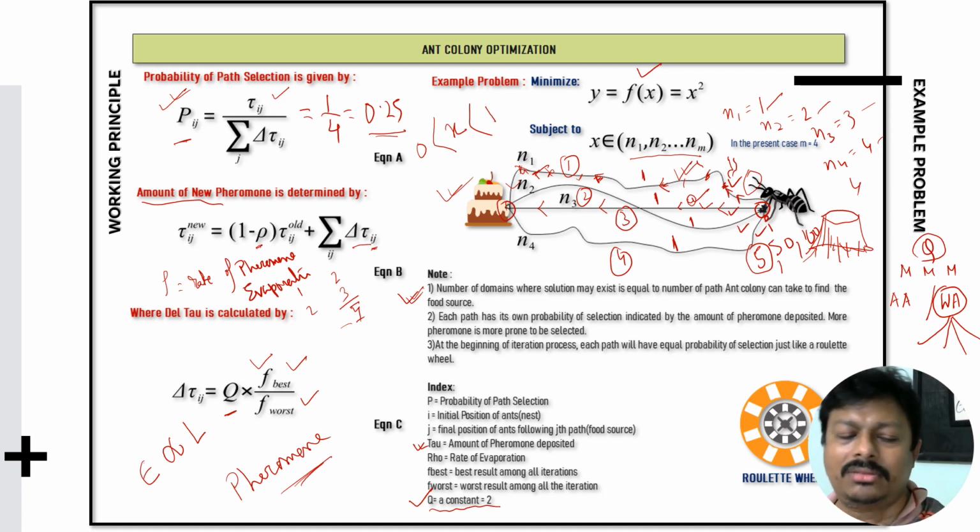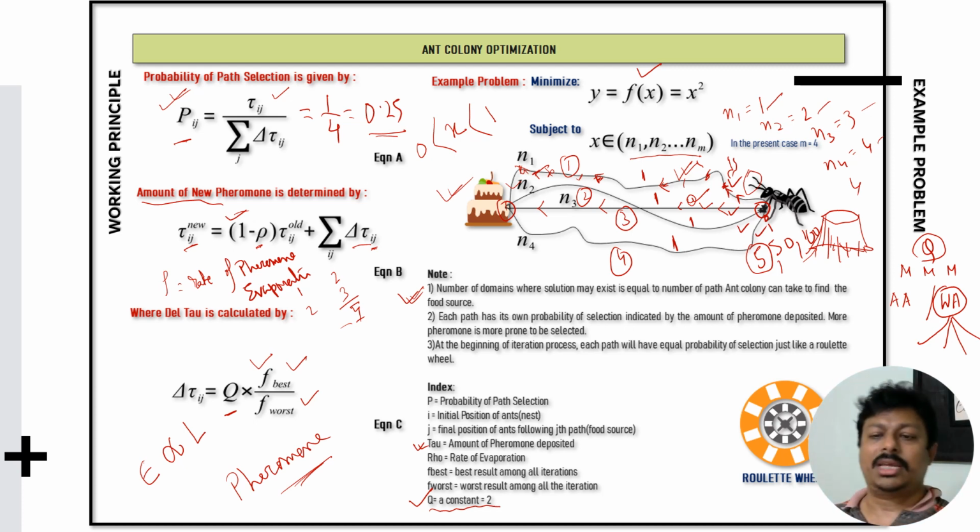For 5 ants, all these del Tj will be added, and ultimately it is added to this expression. Ultimately this del T for all ants is added, and then it is again added to this 1 minus rho multiplied by the amount of pheromone tau of the previous iteration for that same path. Remember, this tau ij is for one path only. It is not for all the paths. You have to calculate it for different paths.